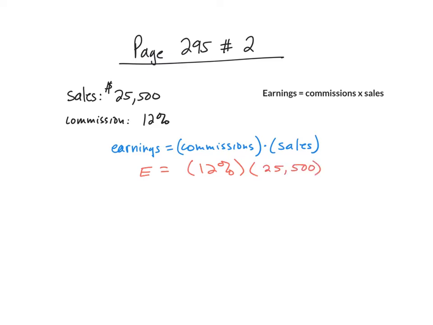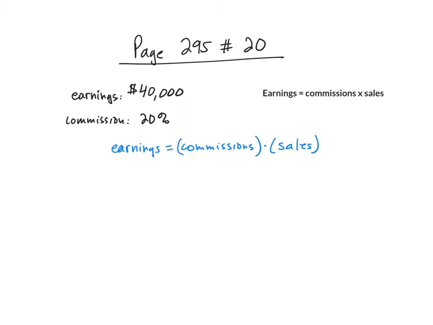$25,500. So if I put that in my calculator, I find that my earnings are going to be $3,060. That means my boss is going to write me a check for $3,060 because I sold $25,500 in merchandise and my commission is 12%.